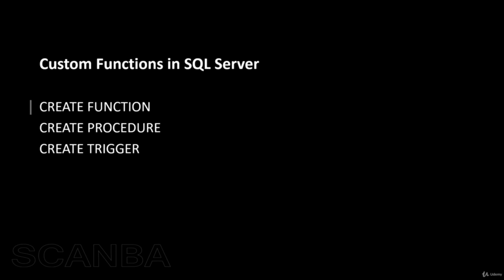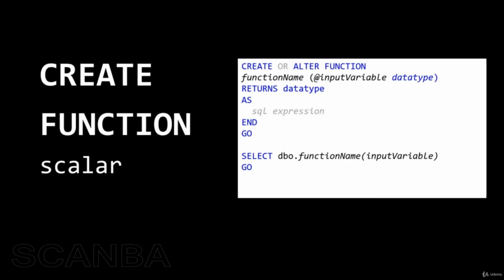We will start with a create function command. With this command, we can create 2 types of functions, a scalar function and a table function. The scalar function returns a single value. Starting from SQL Server 2016, we can create a new function or alter an existing function with the same name with a single command. The alter keyword is optional.